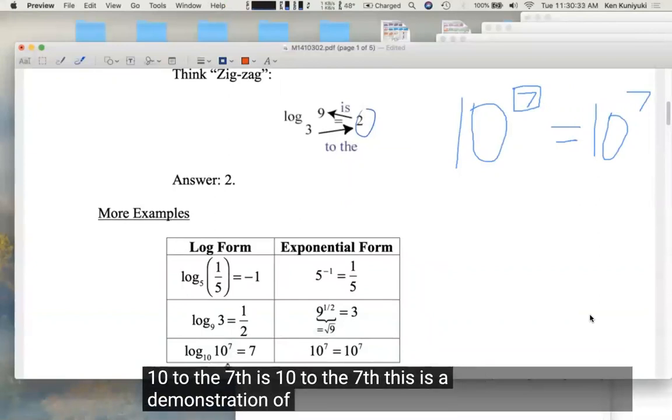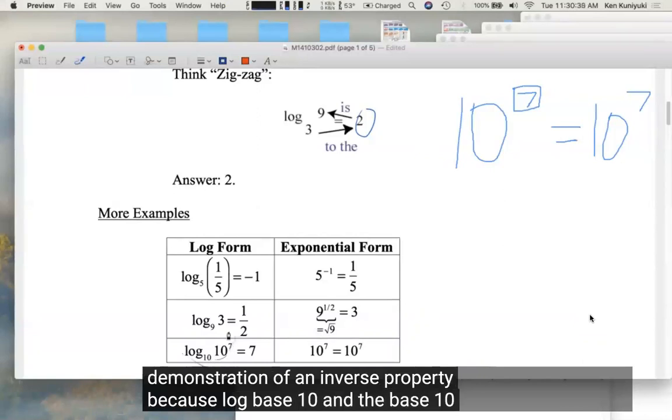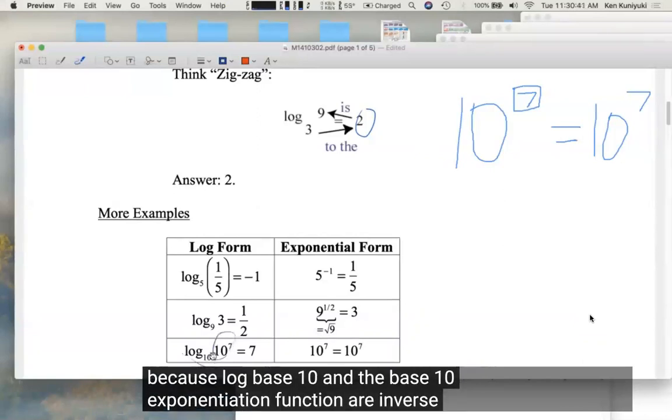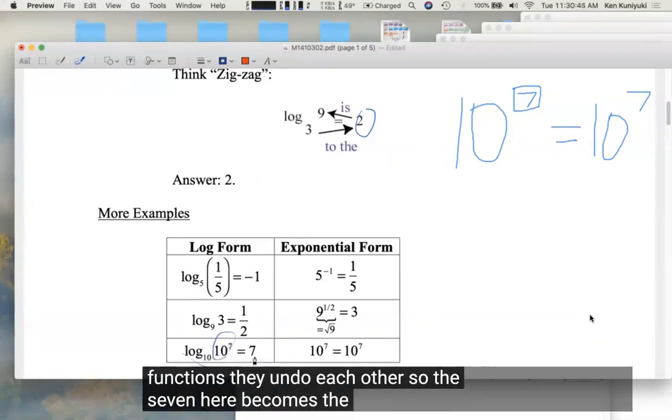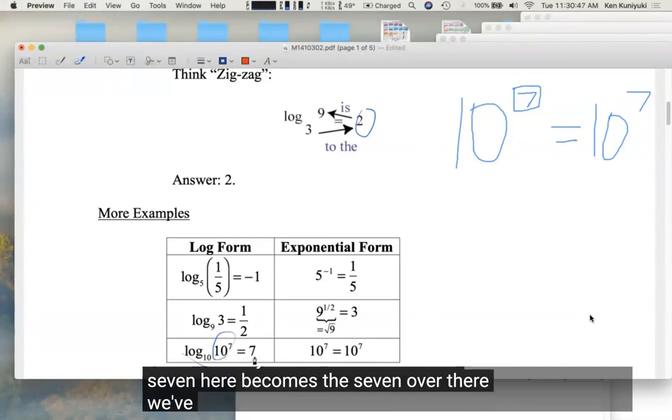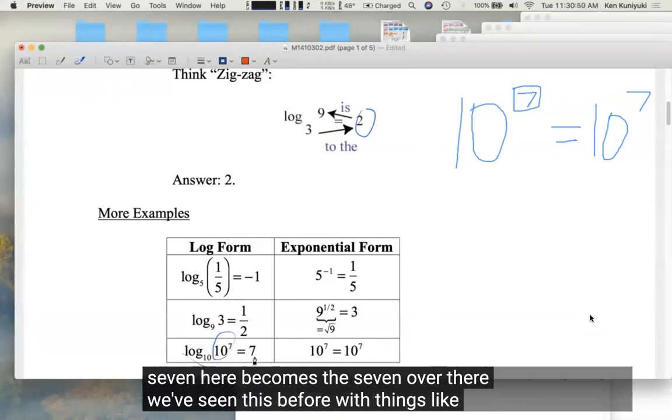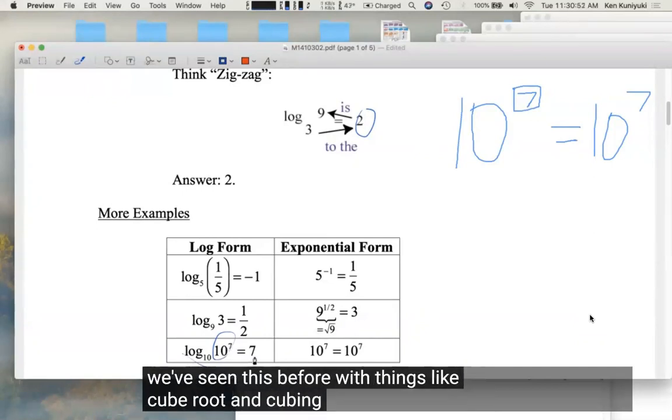This is a demonstration of an inverse property because log base 10 and the base 10 exponentiation function are inverse functions. They undo each other. So the 7 here becomes the 7 over there. We've seen this before with things like cube root and cubing.